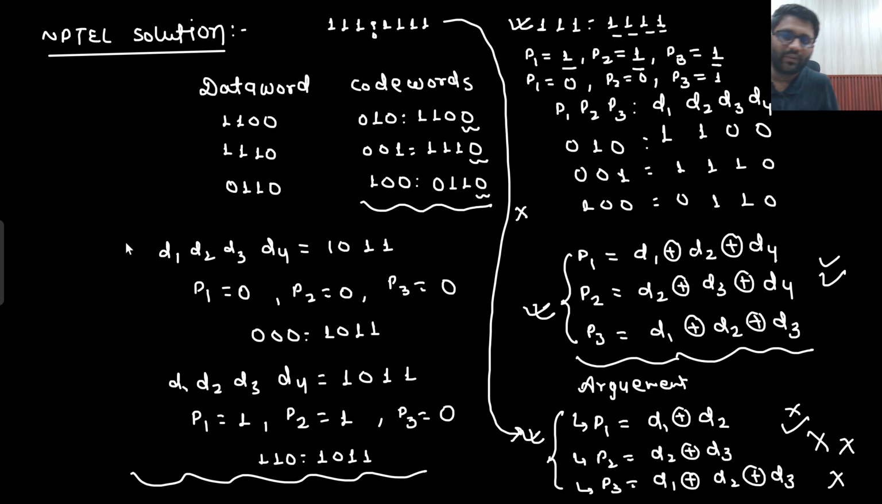Take all the data bits to be 1 1. Then surely your parity bits would be 1 1 1 only. No one can stop it. Is that understandable to you?